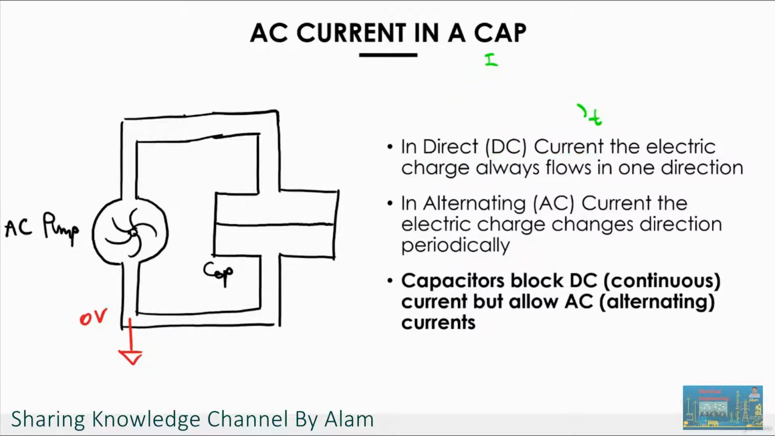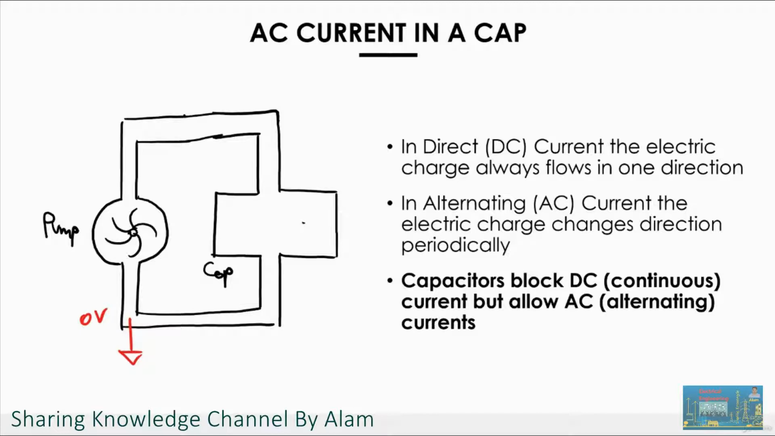On the contrary, AC current, or alternating current, as the name suggests, is a current where the electric charge changes direction periodically. For example, an electric AC current is a current whose behavior is like this. It changes sinusoidally from a positive value to a negative value, which means that the charge is moving back and forth in your circuit.